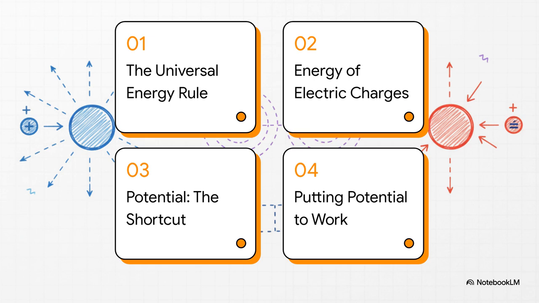So here's our game plan. We're going to start with a universal rule about energy that applies to everything. Then we'll see how that rule plays out with electric charges. After that, I'm going to show you a master shortcut called potential. And finally, we'll put it all together and solve some real problems.